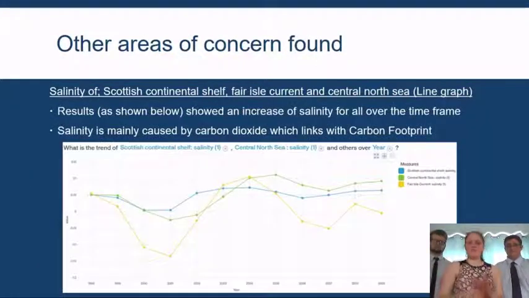So other areas of concern found as well, we used a line graph to look at the salinity of the Scottish continental shelf, the Fair Isle Current and the Central North Sea between the time period of 1998 and 2009. And apart from the Fair Isle Current, which is showed to be fluctuating, there is an increase in salinity over those years, and salinity is mainly caused by carbon dioxide, which it links with the carbon footprint. So that was another area of concern we found.